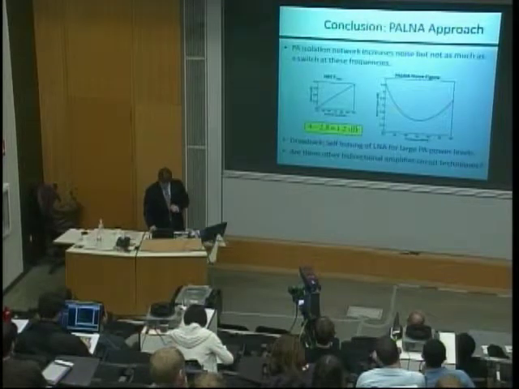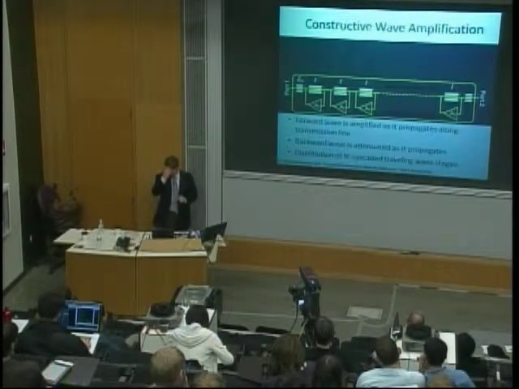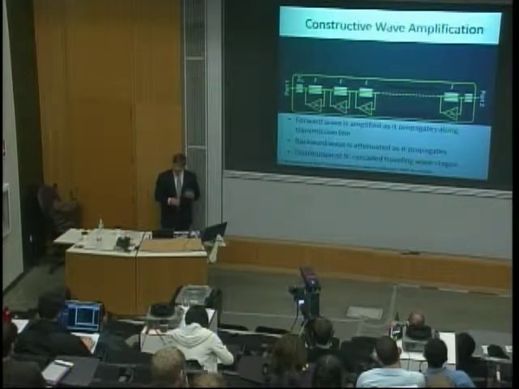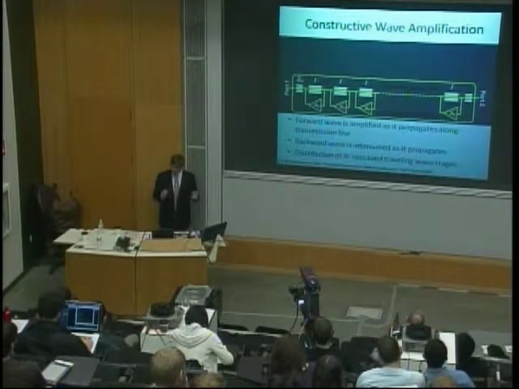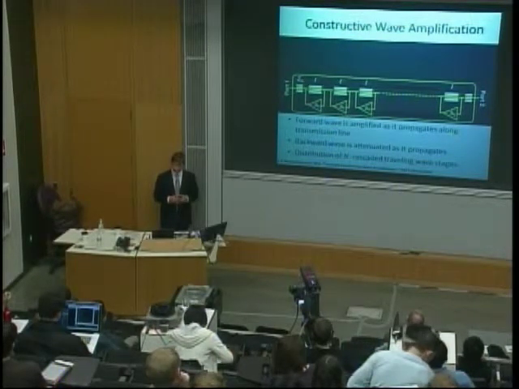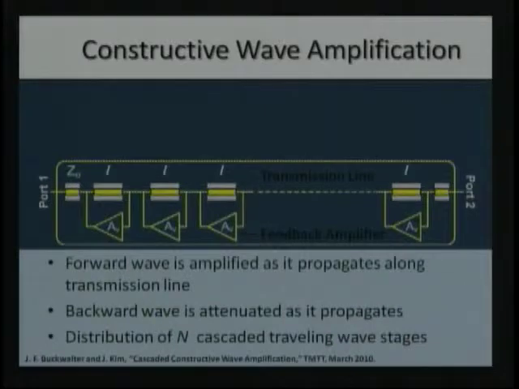So we wanted to look at other bidirectional amplifier circuit techniques that might be better at these frequencies. And at a concurrent point in time, we had developed a new type of amplifier that's based on traveling waves. We call it a constructive wave amplifier. And this amplifier is a little bit like a distributed amplifier, except it only uses 2 ports. And along these 2 ports, there's a transmission line that I have connected between the 2 ports.